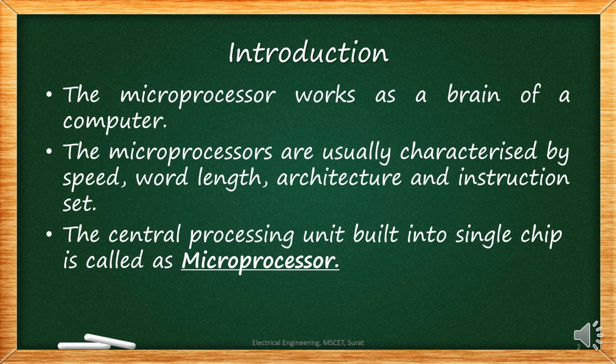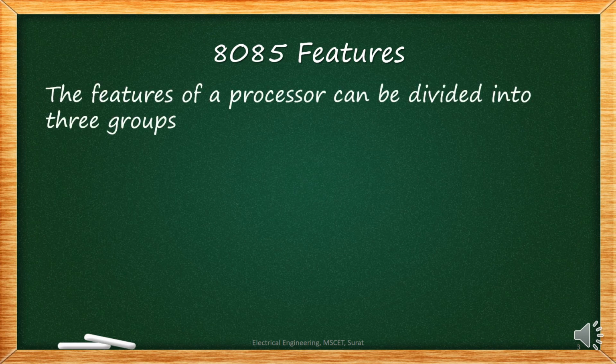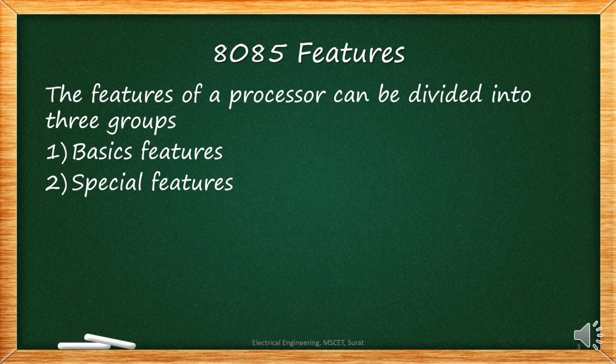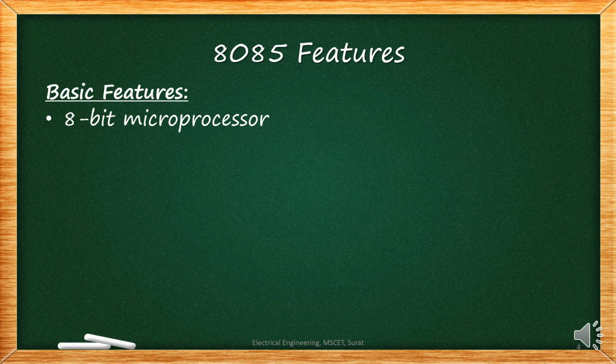Now, our topic, that is the features of 8085. The features of 8085 are divided into three groups. First is basic features, second is special features, and third is miscellaneous features. Now we talk about the first, basic features. First, it is an 8-bit microprocessor. What that means is it can work on 8 bits simultaneously, and it has an 8-bit internal data bus and external data bus.